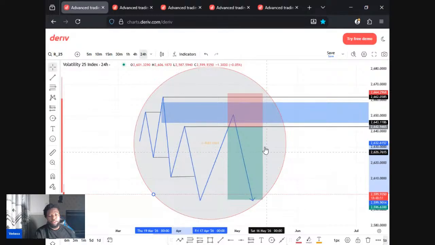On the higher time frame, we look out for this pattern. Then we scale down to the 4-hour time frame or the 1-hour time frame and look out for the pattern again.